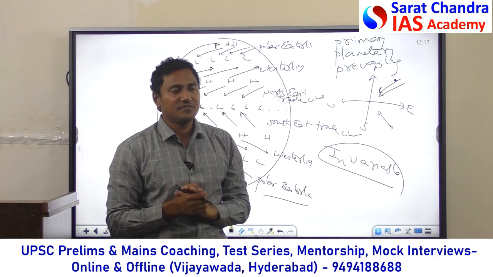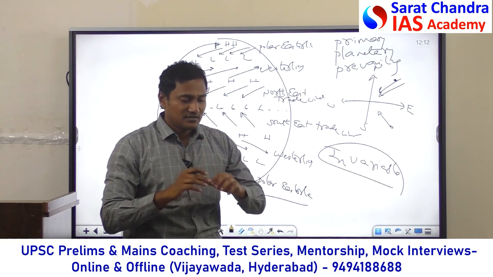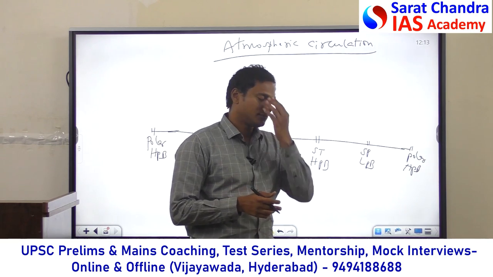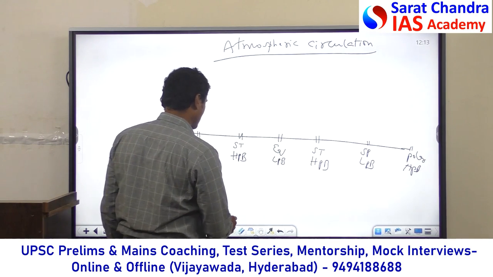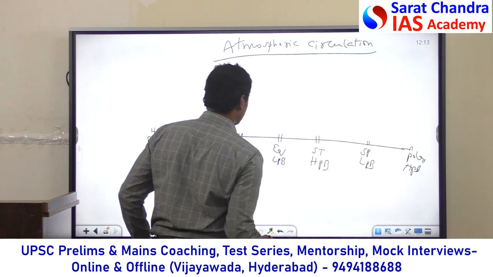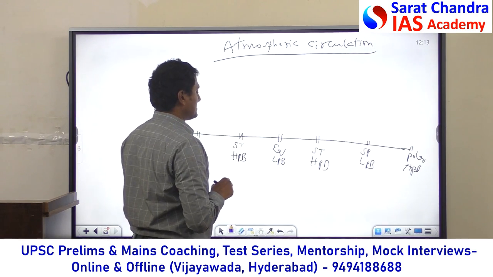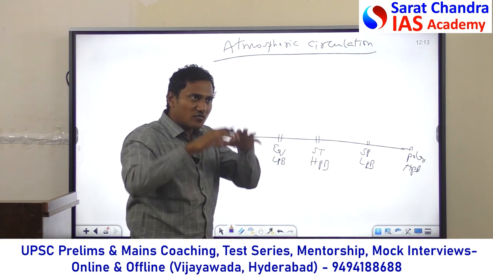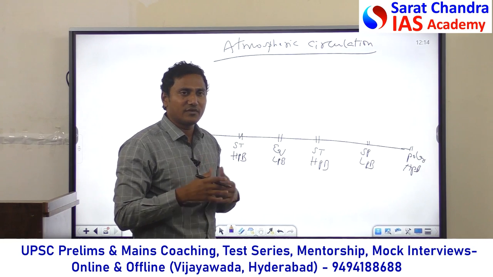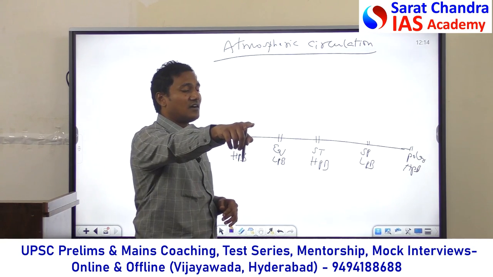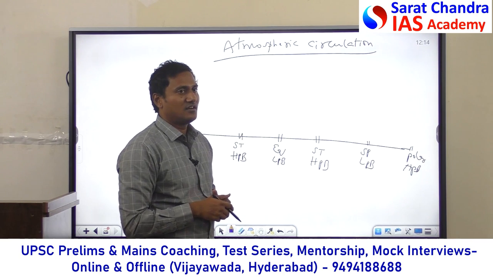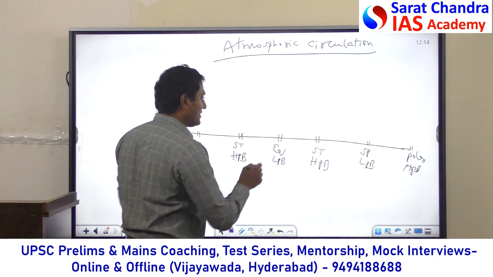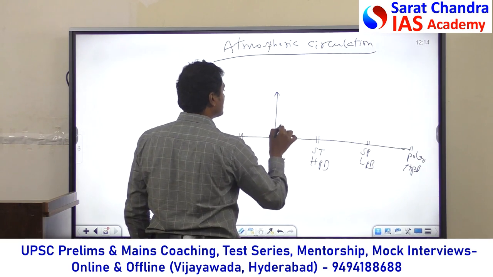Now, with that understanding, let me draw the same diagram differently. Winds I will draw in blue color. See friends, I told you, at the equator, because of more insolation, more sun rays, the air is very hot. Hot air is lightweight, heavyweight, you only. Lightweight. So does light air go up or come down? Goes up. So at the equator, the air goes up.